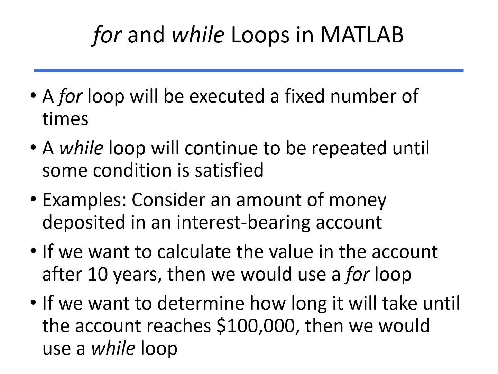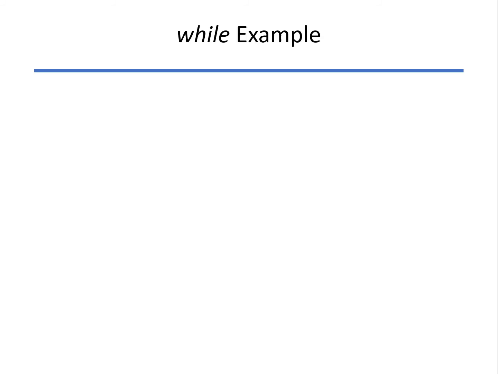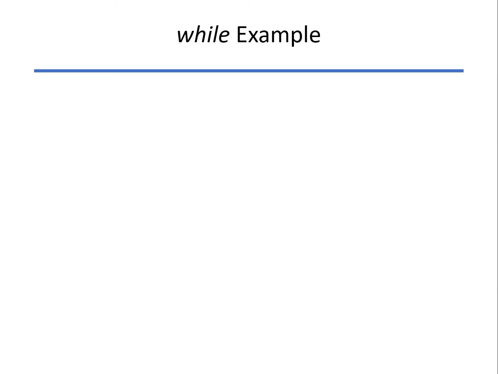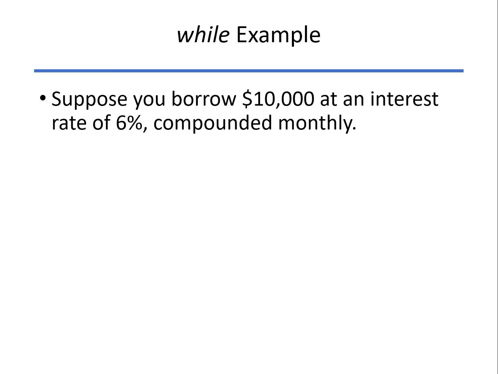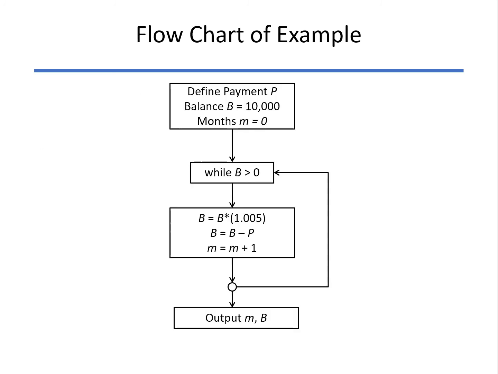If, on the other hand, you want to say, when I put this money in, how long is it going to take for it to reach a specific amount, we don't know how many times it's going to go through the loop beforehand, and so we use a while loop for that. The while loop, which we show like this in condensed form, just says that while this condition is true, you're going to keep making those calculations. So again, if you borrow $10,000 and want to pay it back, how many months is it going to take you to pay back the loan?